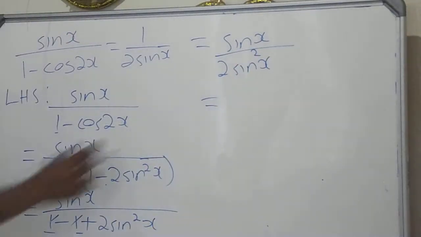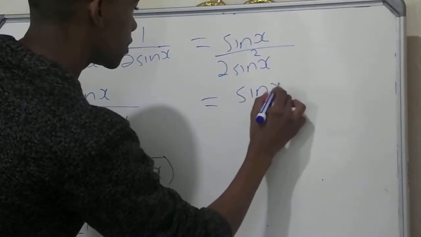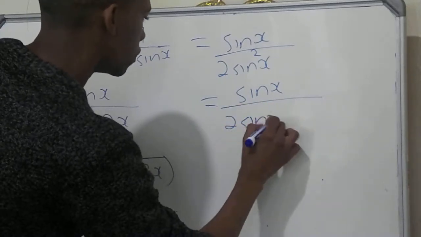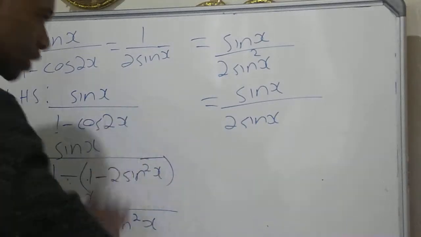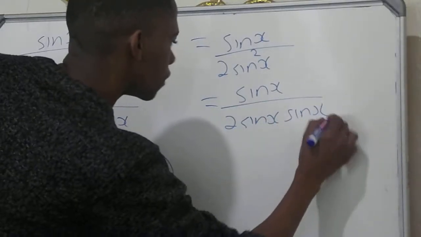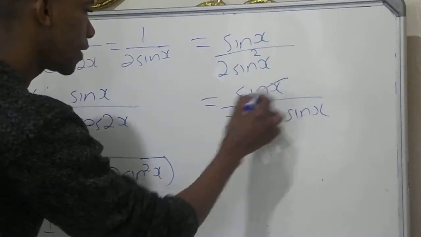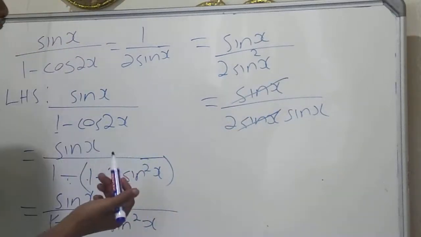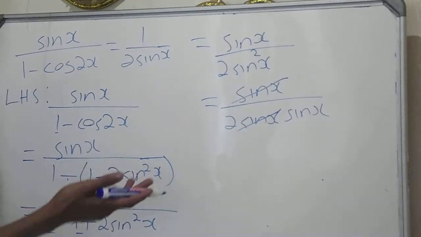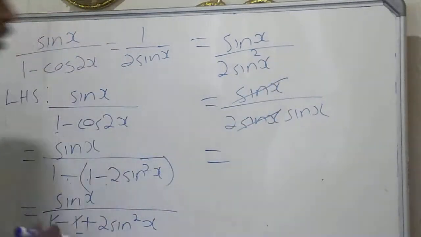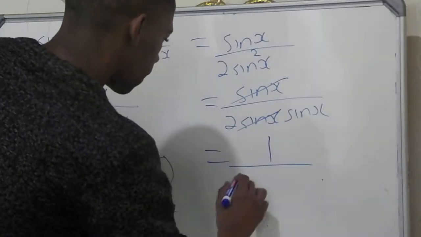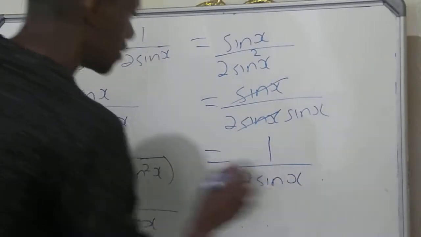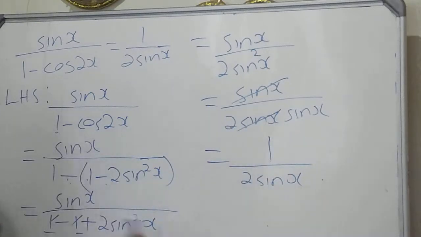Awesome. So this is the same as sine x over 2 sine x times sine x, because sine squared x is the same as sine x multiplied by sine x. Alright. So sine x goes how many times into sine x? One of the sine x's is going to cancel out, and at the numerator you're going to be left with 1 over 2 sine x, because you have 2 multiplied by sine x, which is the same as 2 sine x.